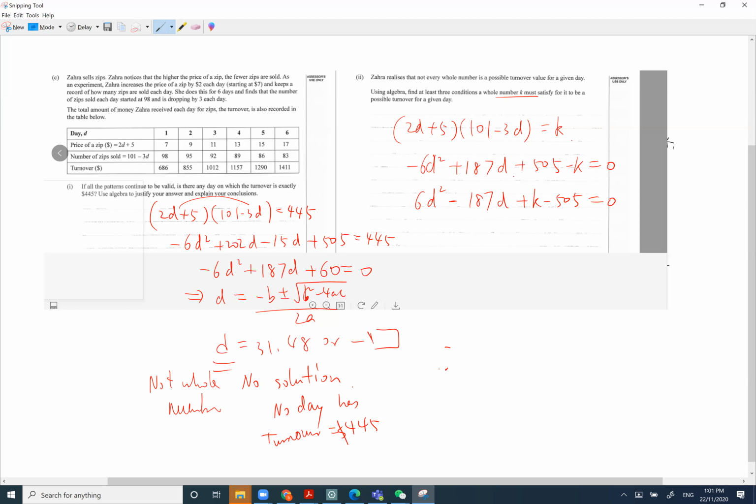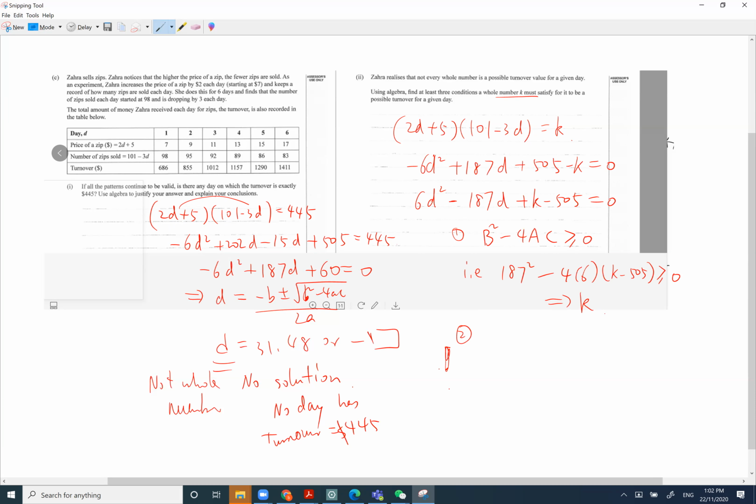We need the conditions. We actually have so many conditions. The first condition: K needs to satisfy B squared minus 4AC bigger than or equal to 0, which means 187 squared minus 4AC is bigger than or equal to 0. You can find the condition for K.